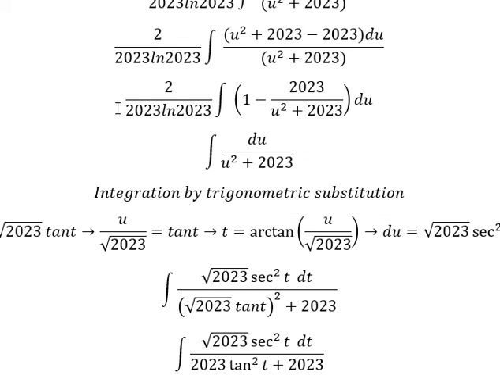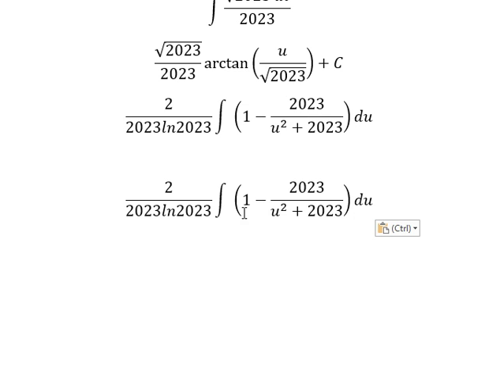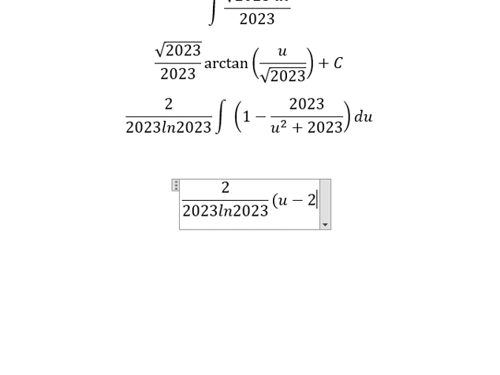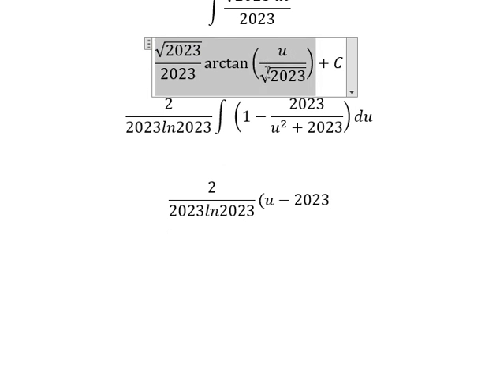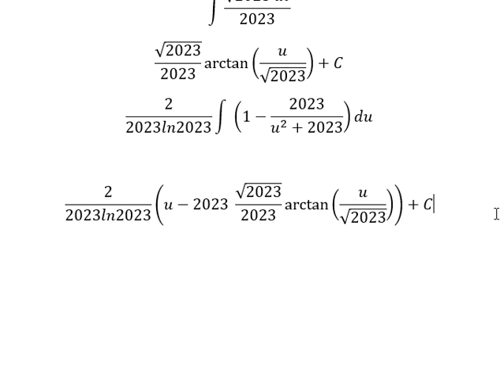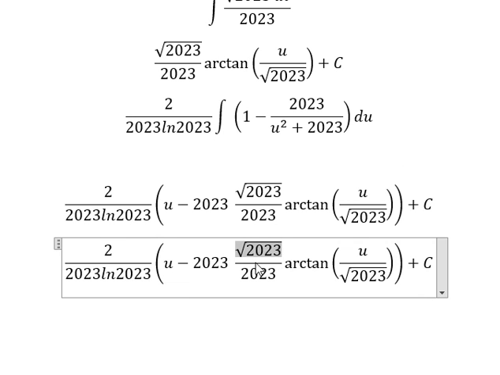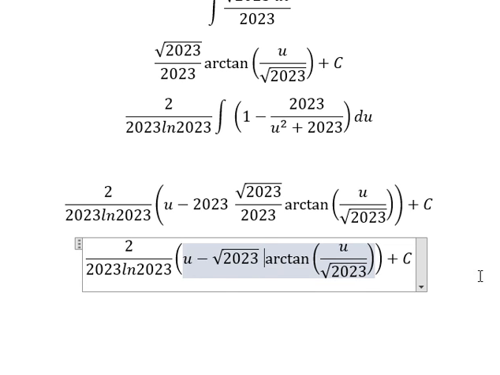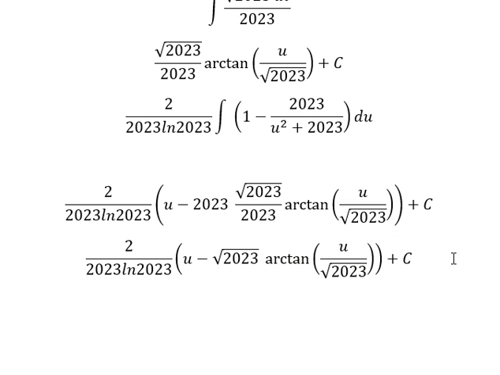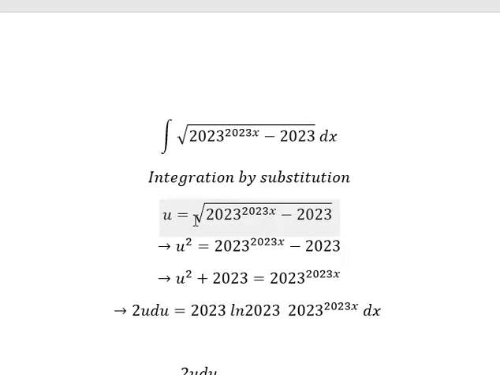Now we go back in here. The integration of number 1, we have u. The integration of this one in here, that is this one. Now we need to simplify 2023. About u, that is this one.